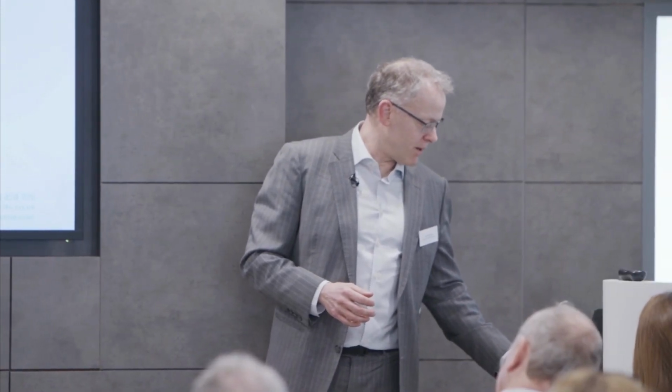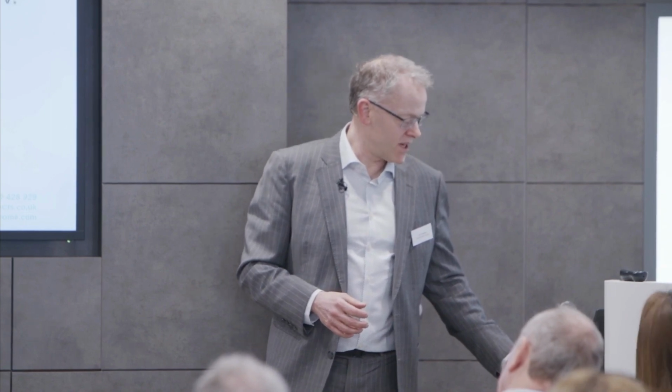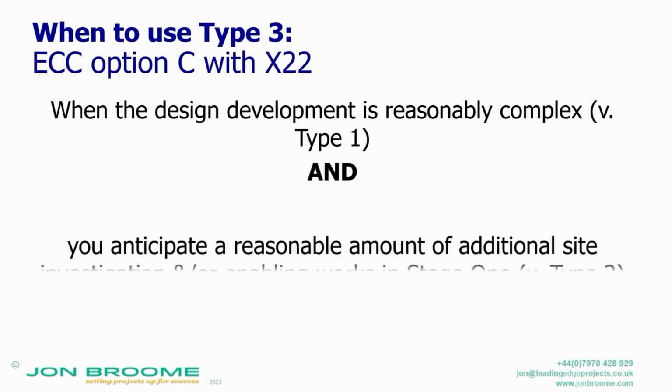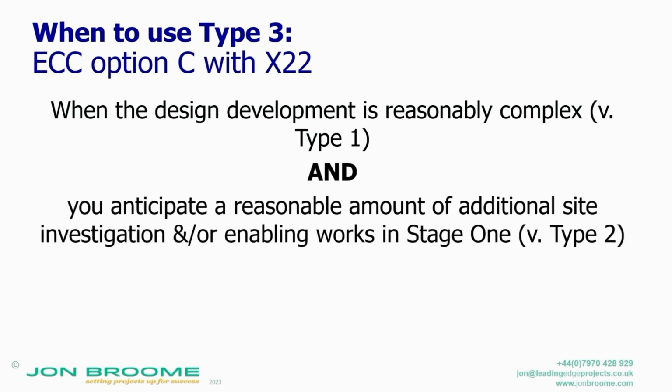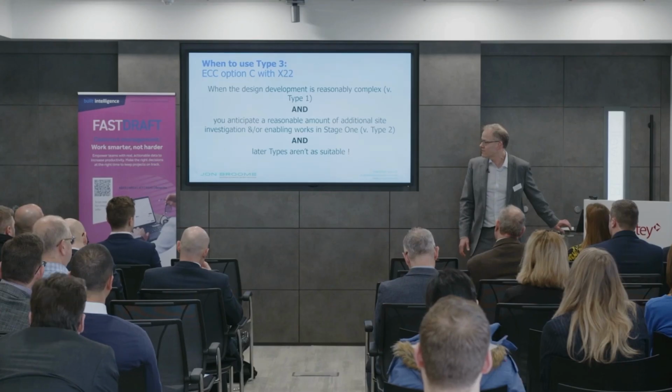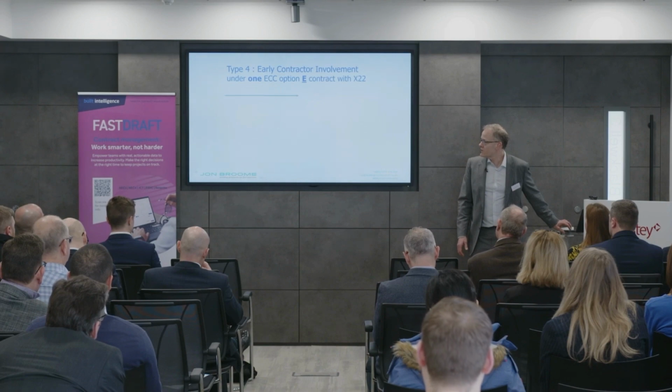So when to use type 3? When the design development is reasonably complex, versus type 1, which is for advice only. When you anticipate a reasonable amount of site investigation and enabling works in stage 1. And the later types, which we haven't covered yet, aren't as suitable. Which moves on to type 4.